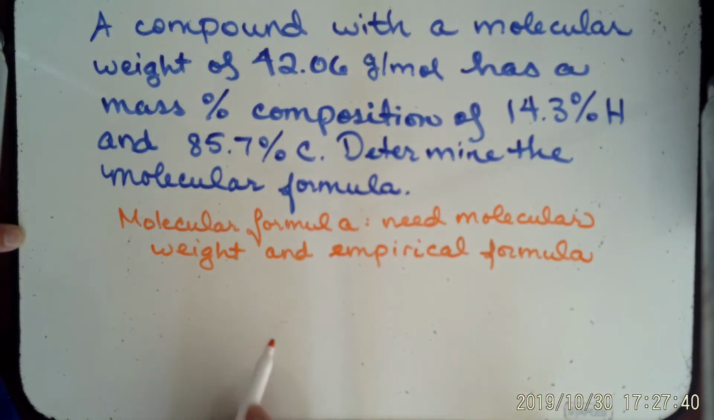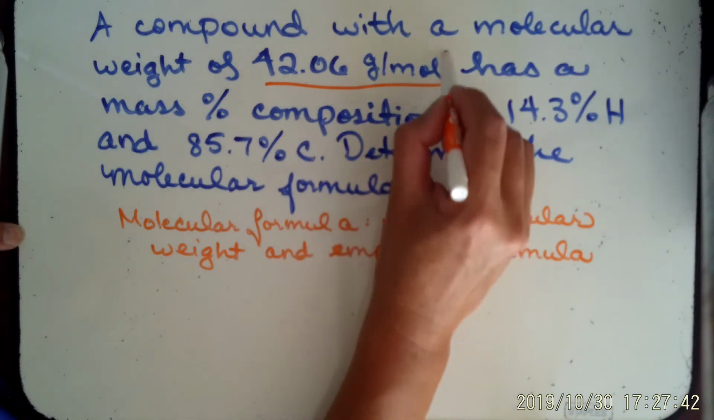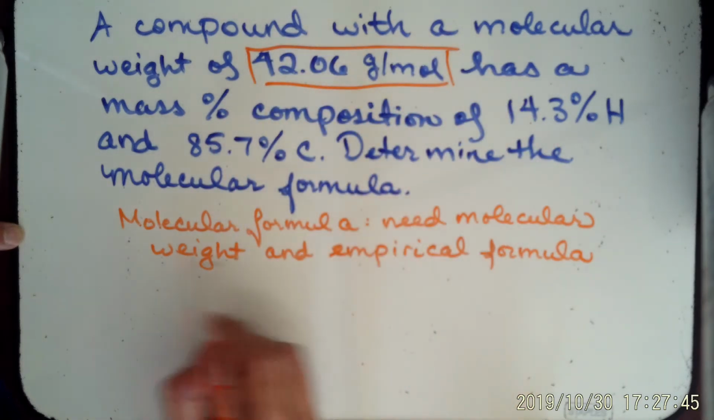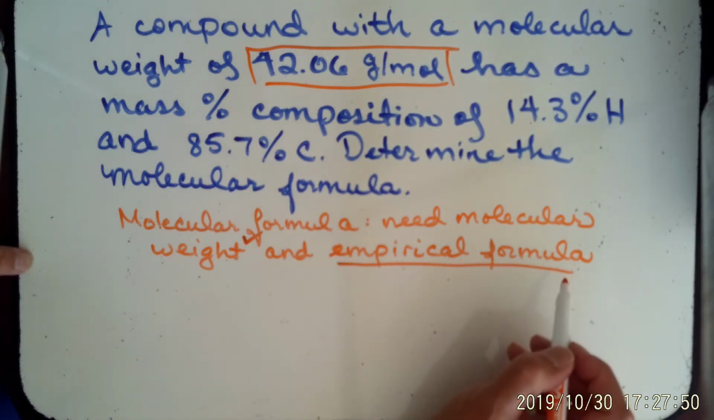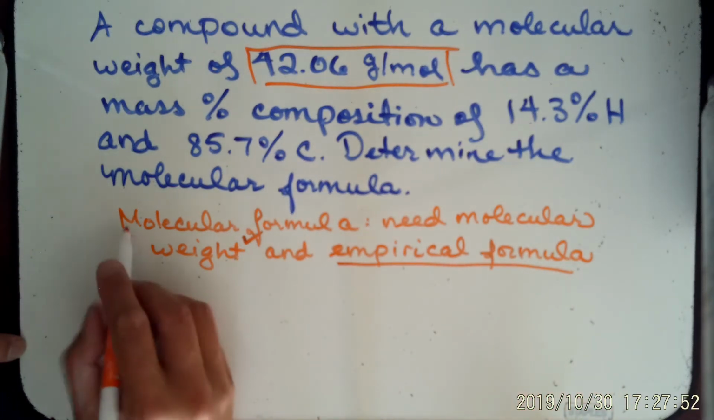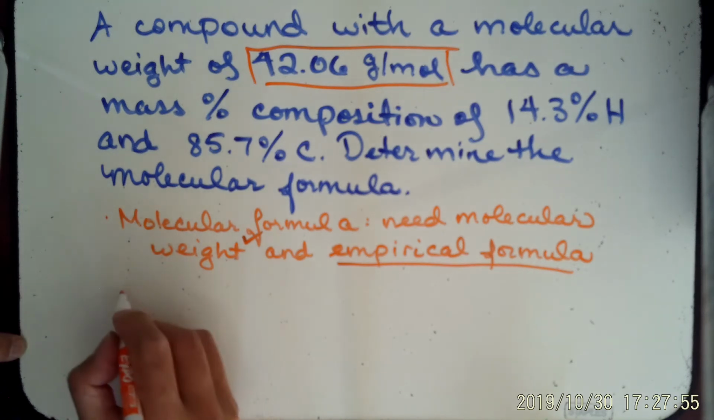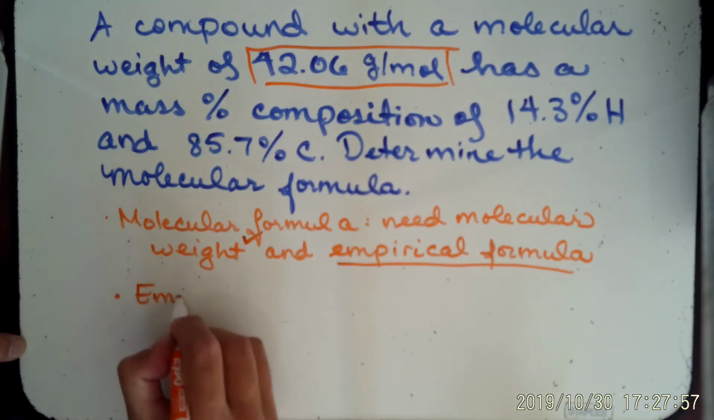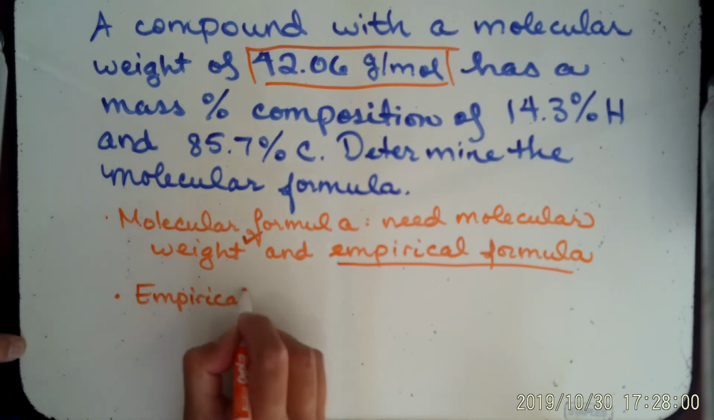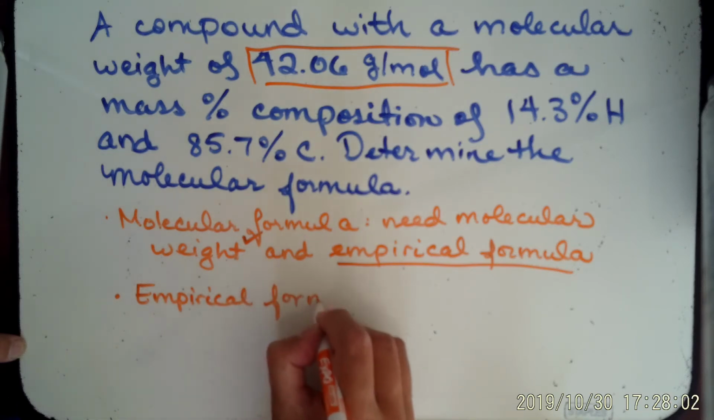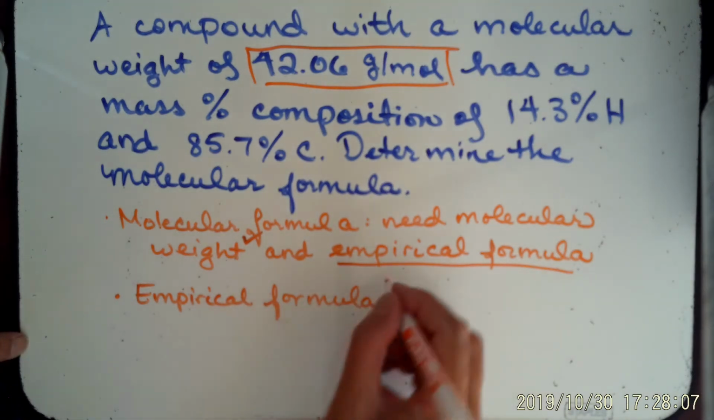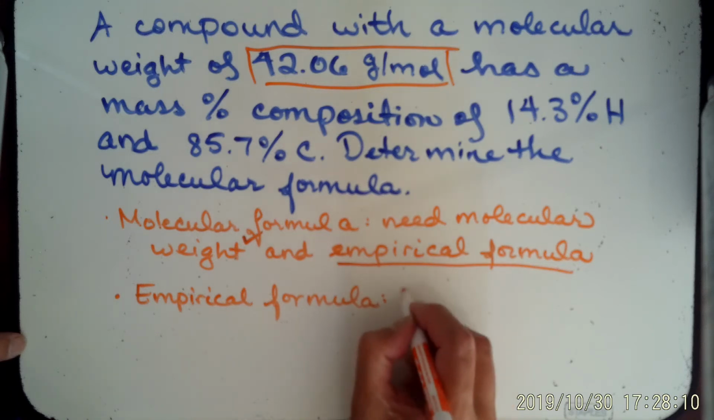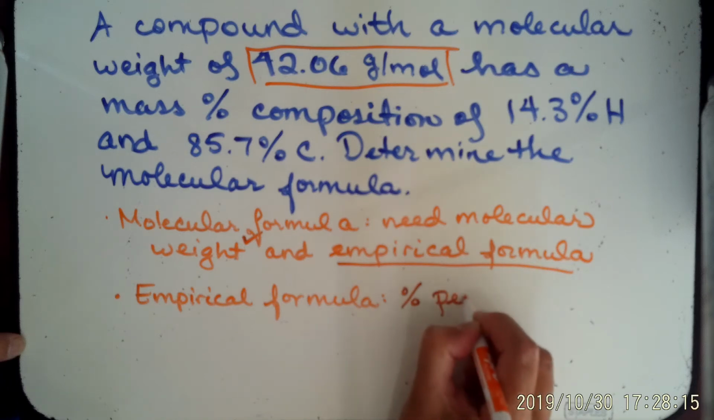Okay, well, we have the molecular weight, it's right here. So that part's good. But we don't have the empirical formula. So then, to backtrack, before we can do this one, we need to get the empirical formula. And with the empirical formula, you can have the composition in mass already, or you can have the composition in percent. So, let's see, do we have percent composition?